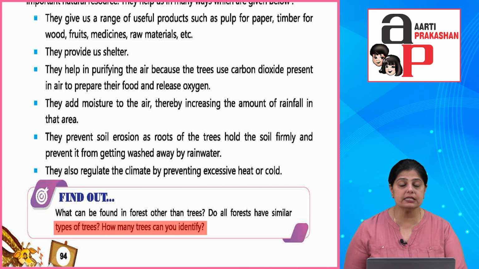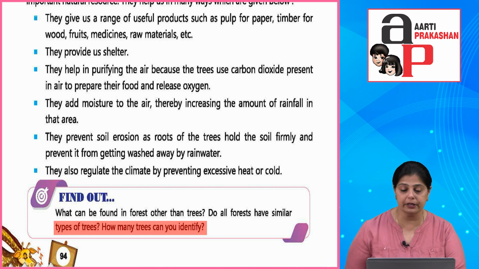Okay, so the trees are useful to us in many ways. They give us pulp for paper, timber for wood. They provide us with so many different types of fruits, vegetables. At the same time, they hold the soil firmly. That's why it doesn't get washed away. The soil erosion doesn't happen, okay? And at the same time, they give us shelter. They protect us in different climatic conditions also. They regulate the climate, all right?